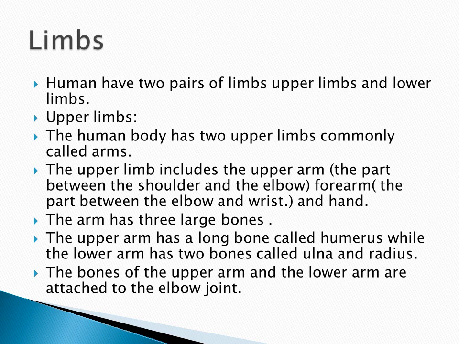So the upper arm and the lower arm are attached by the elbow joint. How are they connected? By means of the elbow joint. Does everyone understand?